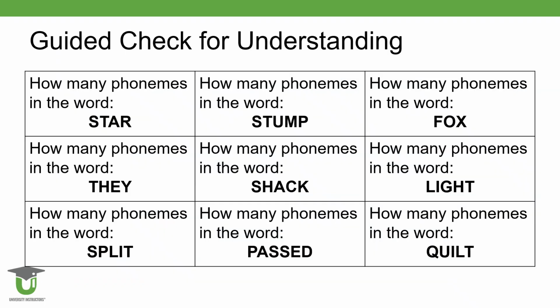So let's take a minute to assess what we've learned. For each of these 9 words, jot down how many phonemes you hear in each word: star, stump, fox, they, shack, light, split, past, and quilt. Feel free to stop the video and restart it when you've recorded your answers.